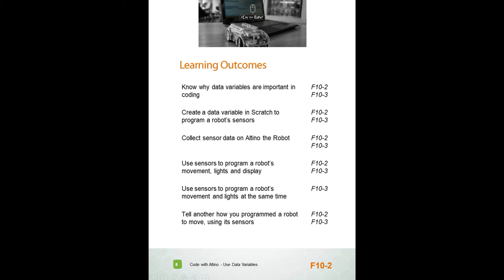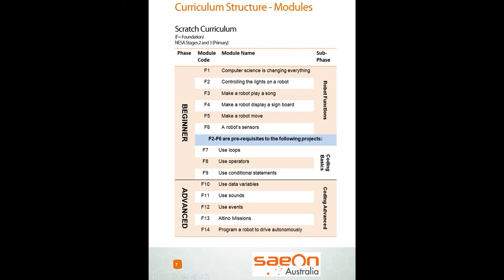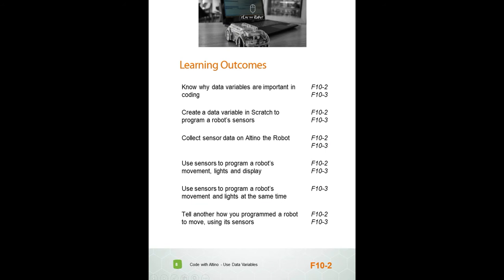Next, as we mentioned before, there are learning outcomes mentioned at the beginning of every module. So for example, as you can see down the bottom, this is from the Use Data Variables module, and it's from the Scratch program, because you can see the letter F, which stands for Foundation or Scratch. And then F10 is referring to the module number. So number 10 was using data variables. So let's have a look back at that. So F10 is using data variables. So we can tell by the footer that it's using data variables.